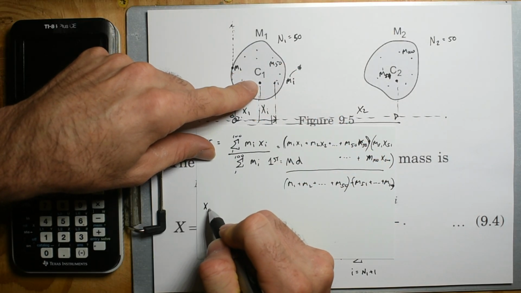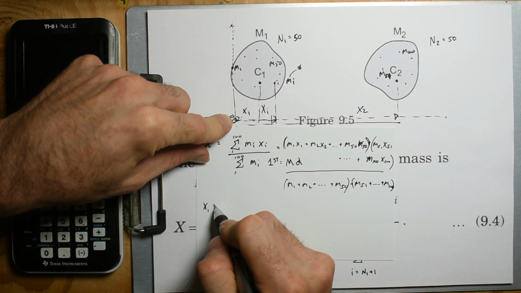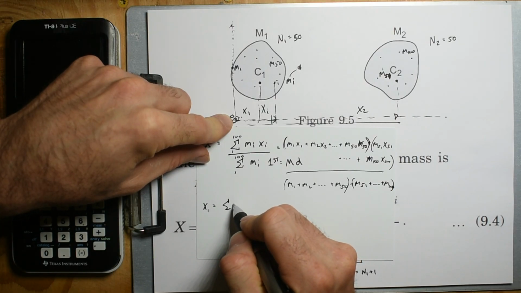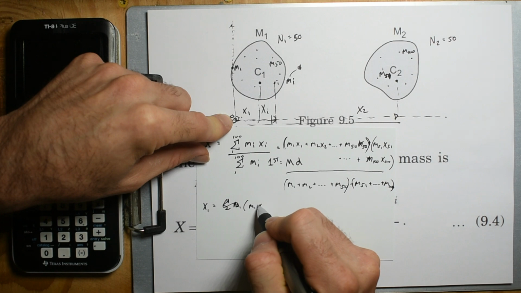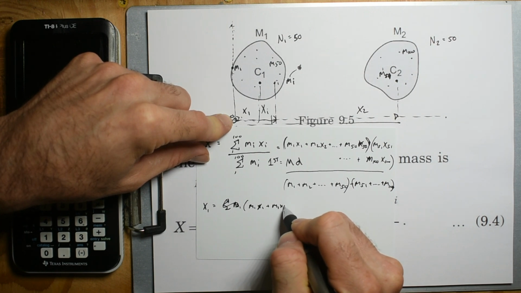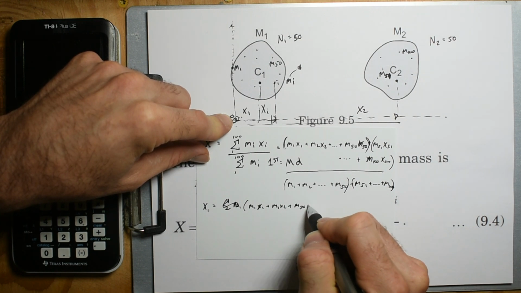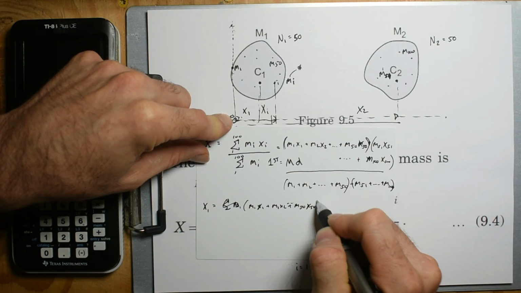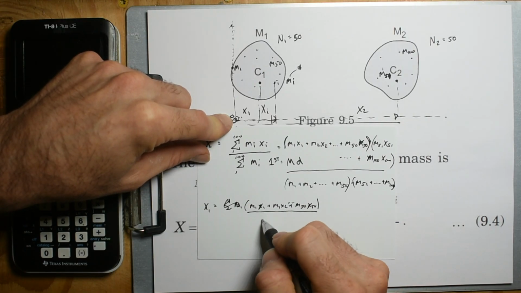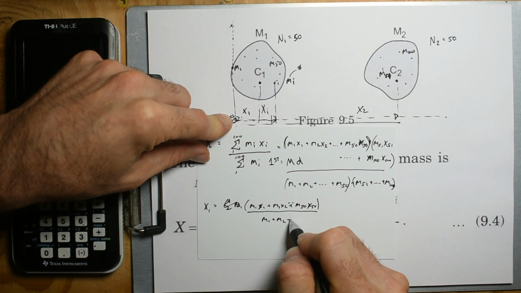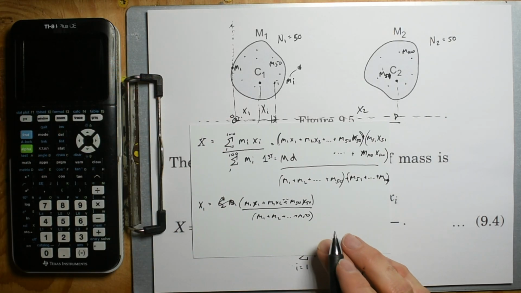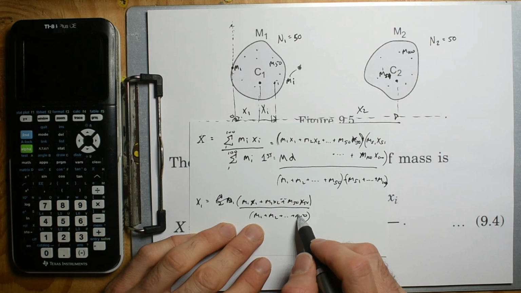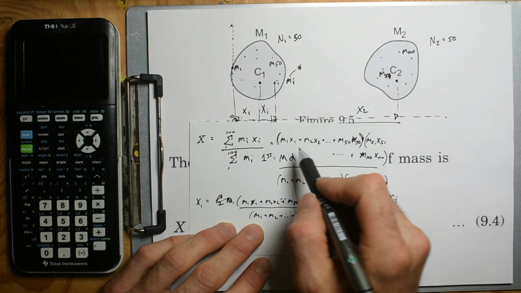So if I just have x1, the center right there, what is that? That's going to be the summation of m. So that's going to be m1x1 plus m2x2 plus dot dot dot m50x50, and that's going to be divided by m1 plus m2 plus dot dot dot m50. So that is going to be that term. And that's what I need right there.